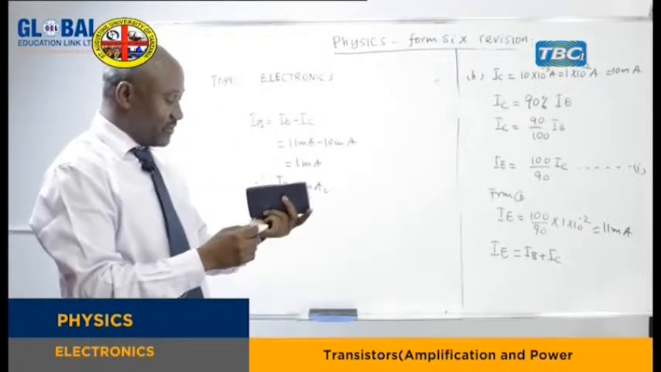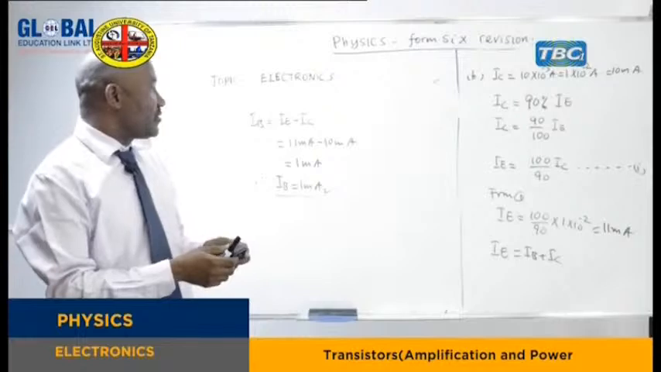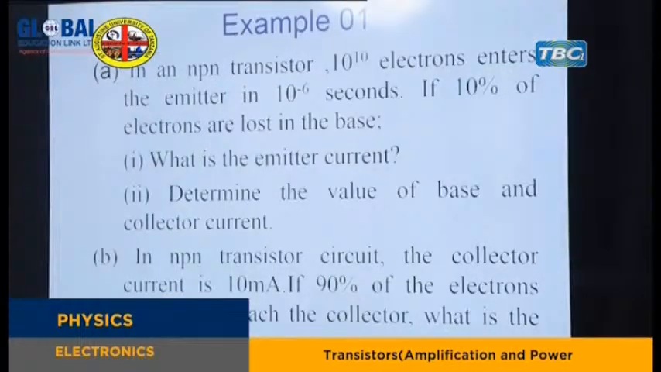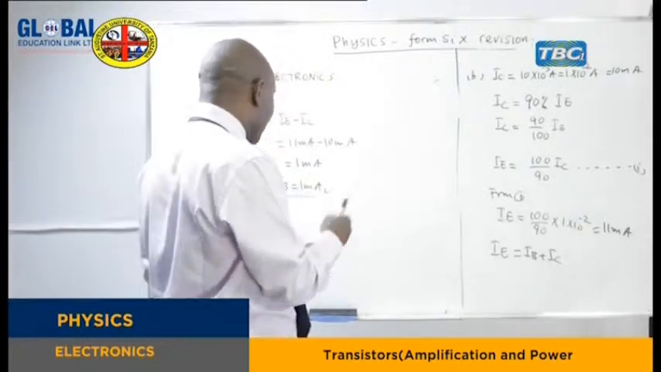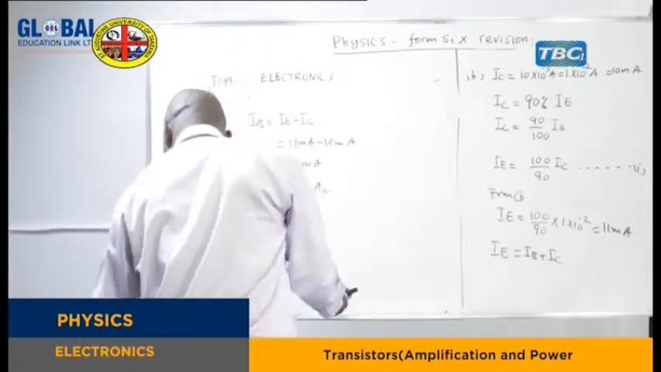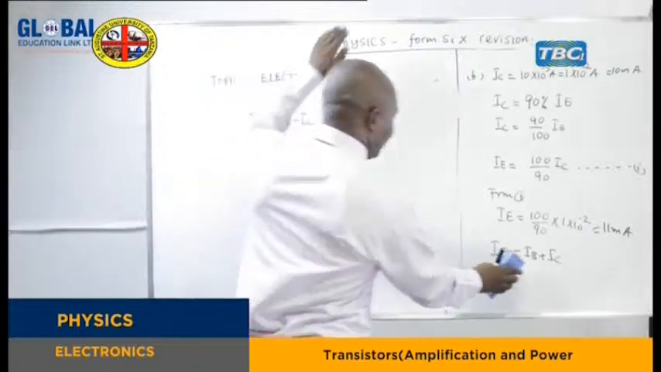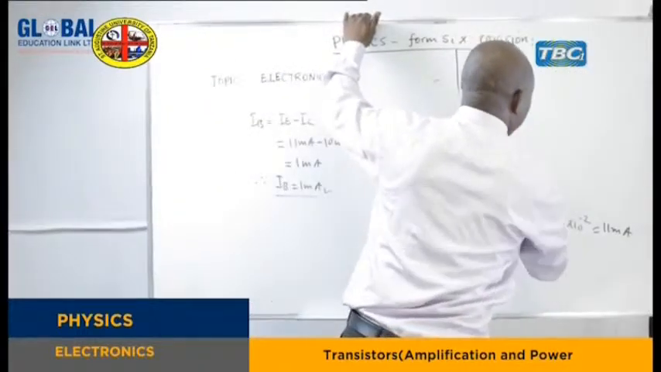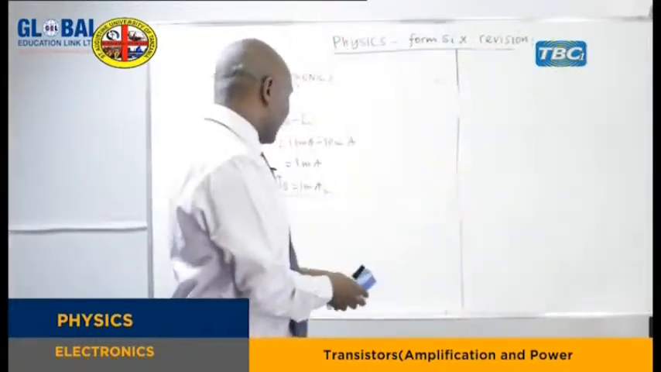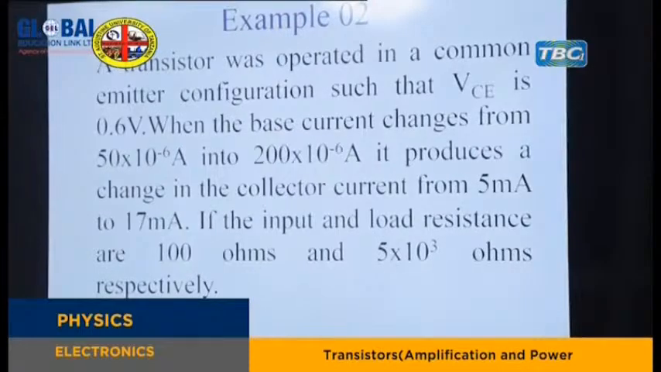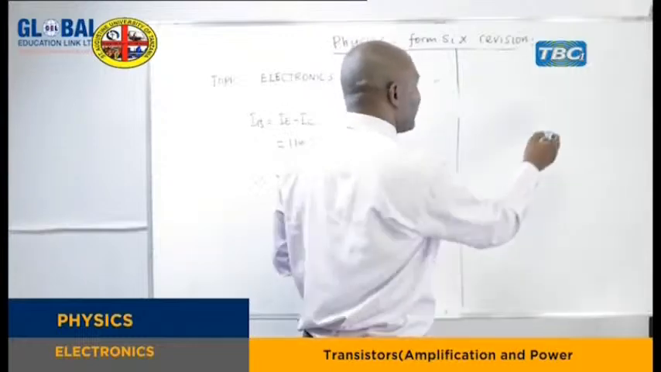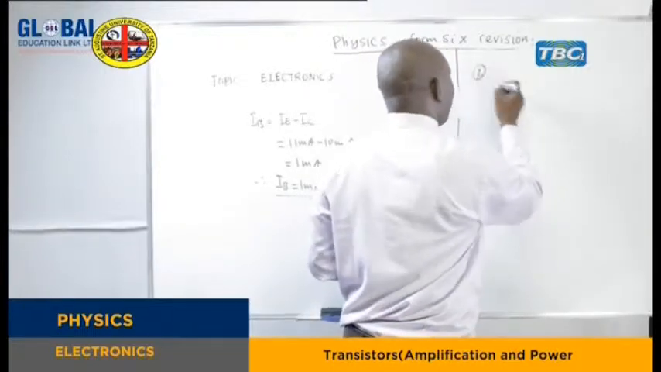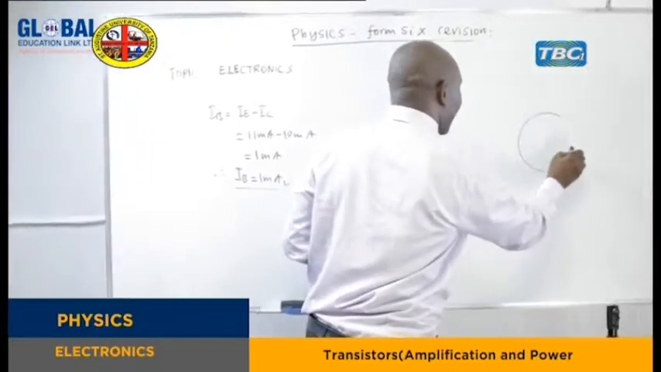These were very easy examples, but you should know how to start in terms of the number of electrons emitted. Okay, now this is question number 1. Let's see example number 2, very quick. Number 2 says a transistor was operated in a common emitter configuration. Okay, so common emitter, you draw the circuit.